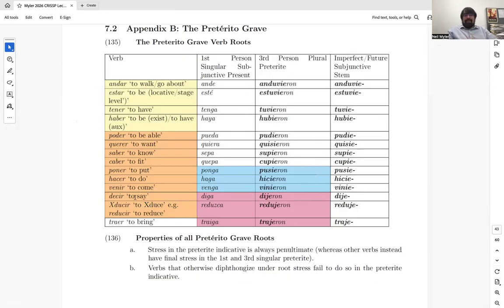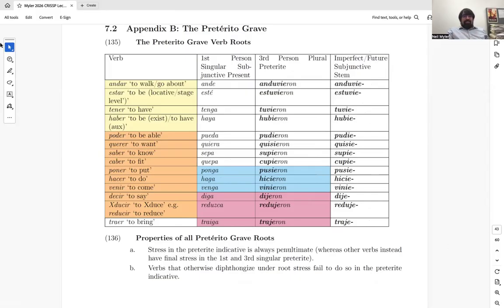So this table, just to walk you through how it's set out, you've got the infinitive of the verb here. This column contains the first person singular subjunctive present form, which is informative for reasons that will become clear. In this column here, you've got the third person plural preterite, and this column on the far right shows you that the paita morpheme also holds for all of these guys, right? Because what's in this column here is the stem of the imperfect / future subjunctive, and it's just the third person plural preterite minus ron in every single case.